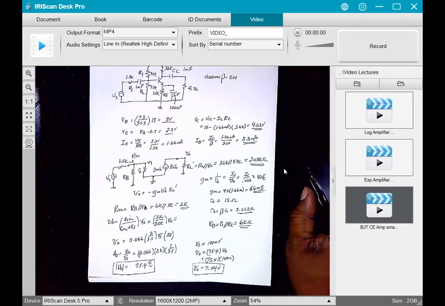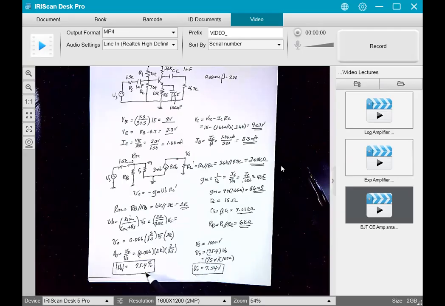And it's basically 75.4 times 100 millivolts, so the output will swing 7.54 volts for a 15 volts supply voltage. Okay. Questions?